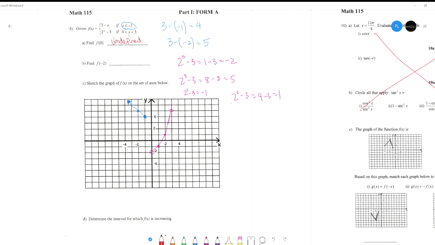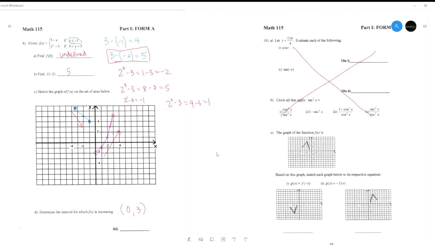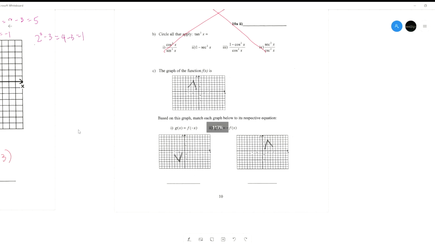f of -2, so I can see the first interval would be what's used for that, right? So I already did f of -2 earlier over here, right? So this is equal to 5. Determine the interval for which f of x is increasing. So if you remember increasing, decreasing, right? This one is decreasing, and the second function is increasing. So where is it increasing? It's increasing from 0 to 3. Okay? And for increasing, decreasing intervals, it's safe to always use parentheses. So if you're not sure, when in doubt, use parentheses.